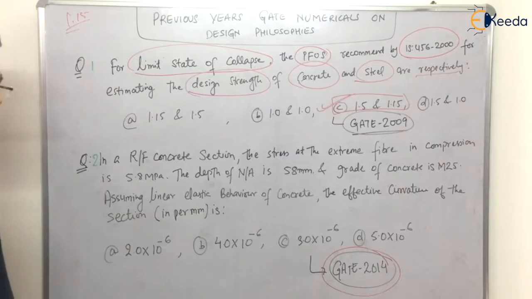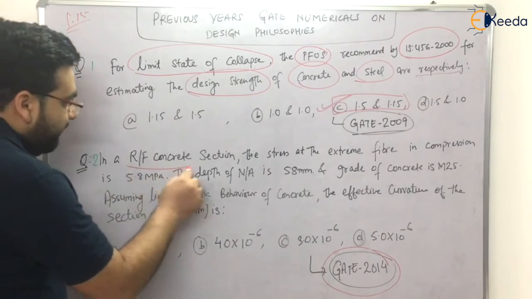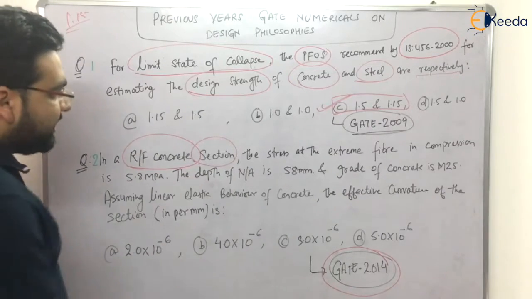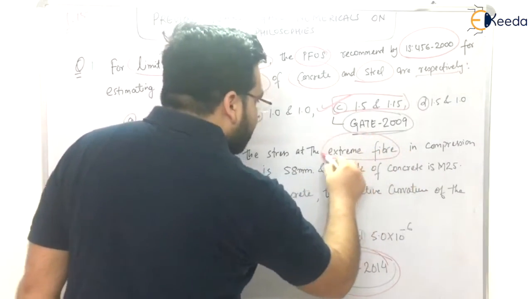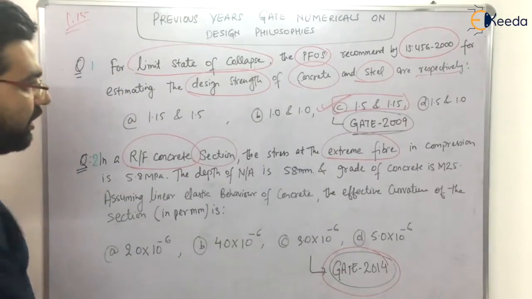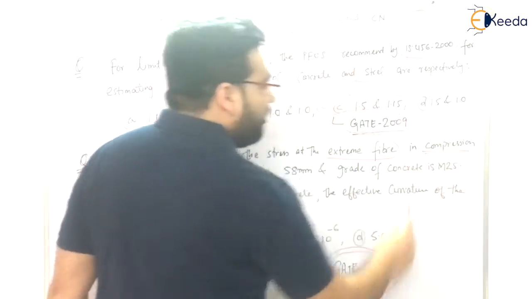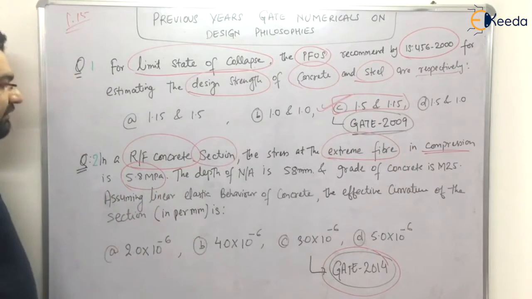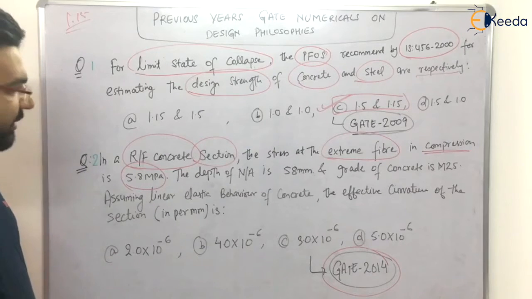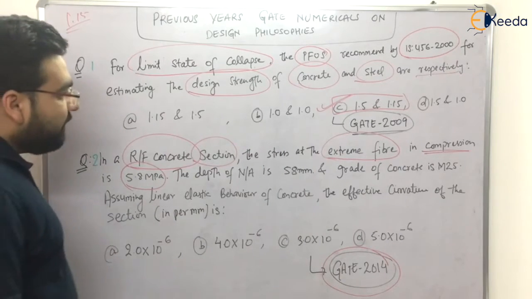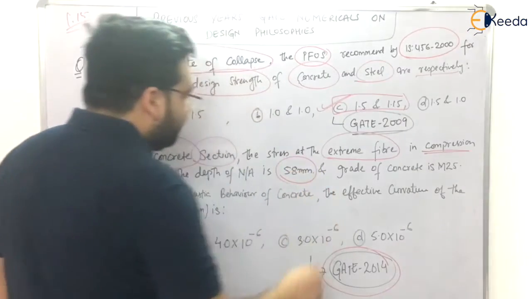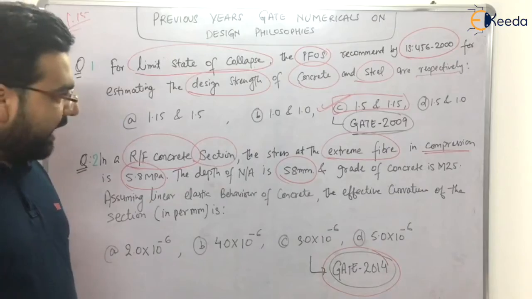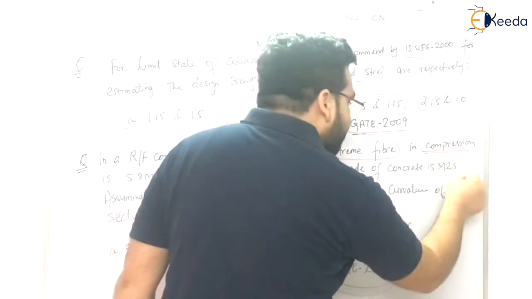The question was, let us see the numerical. In a reinforced concrete section, the stress at the extreme fiber in compression, it is talking about concrete, is 5.8 megapascals, so 5.8 Newton per mm square, right? The depth of neutral axis is 58 mm. And the grade of concrete is M25.